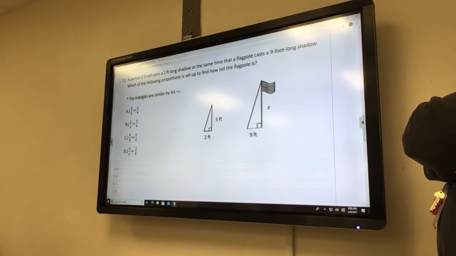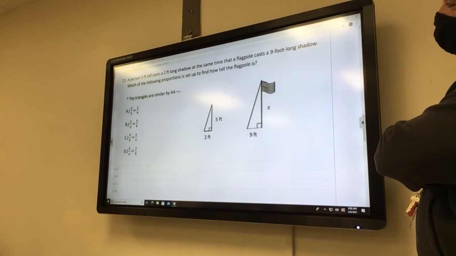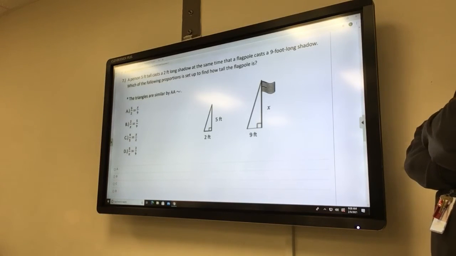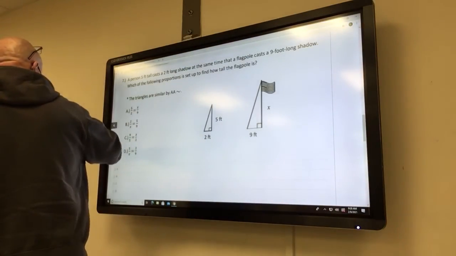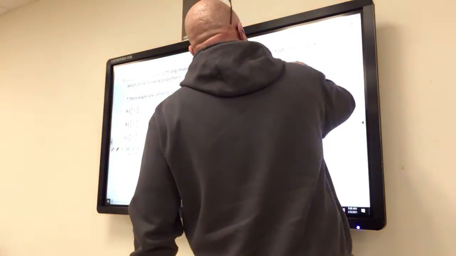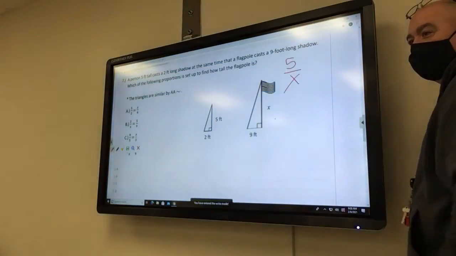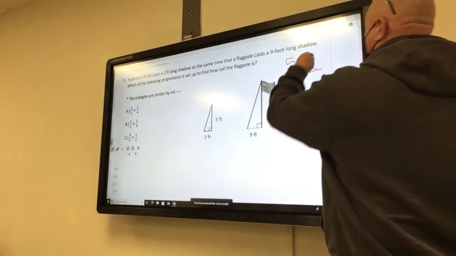A person 5 foot tall casts a 2 foot long shadow. At the same time, the flagpole casts a 9 foot long shadow. Which of the following proportions is set up to find out how tall the flagpole is? All you doing is setting up a proportion. You're setting up two ratios, right? Alright, here we go. 5 is to X, as 2 is to 9.